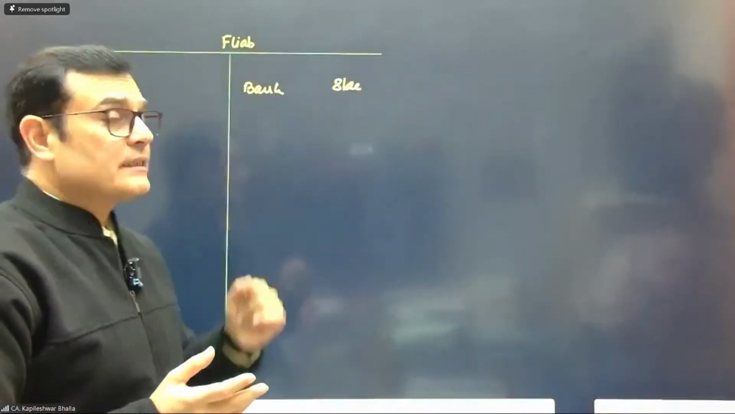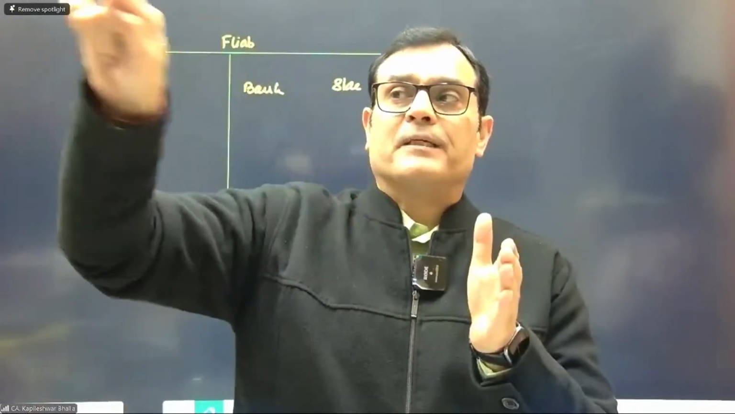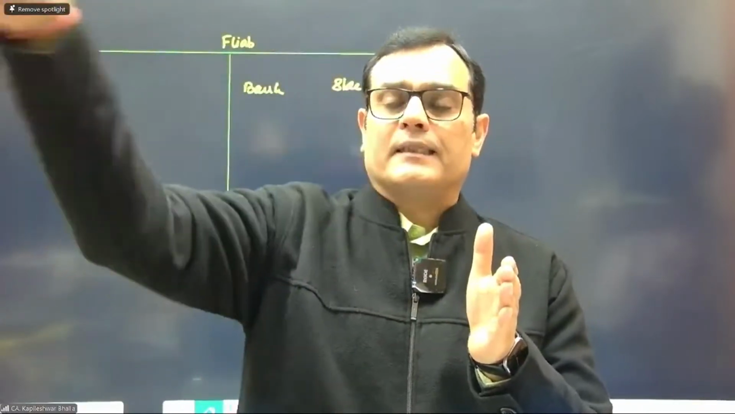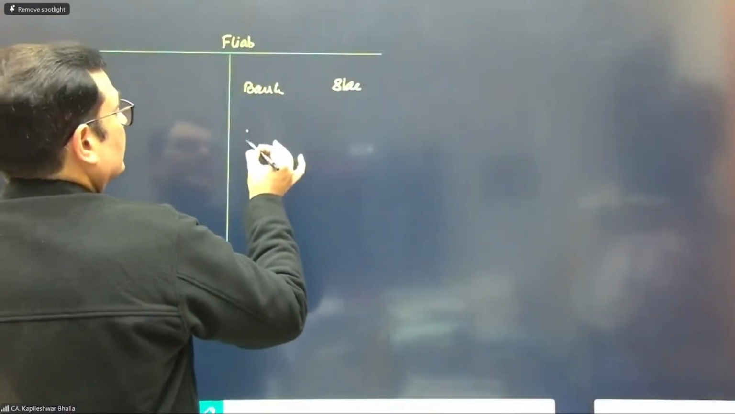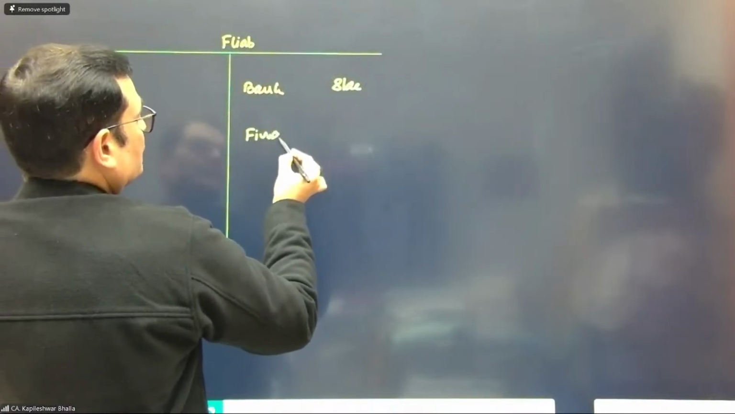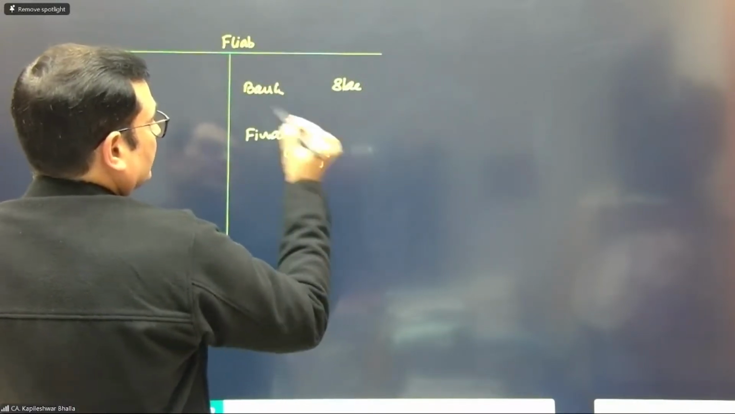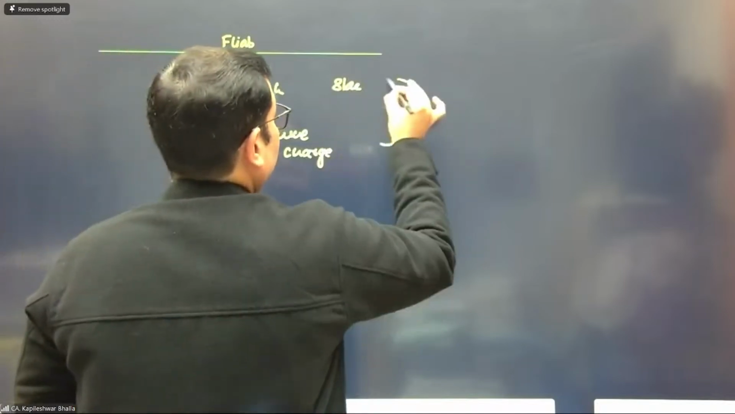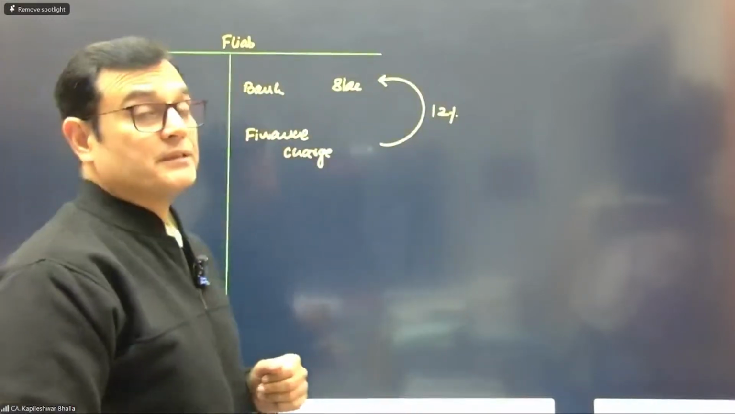This 8 lakh rupees is nothing but a present value of the future payment. Since it is a present value of the future payments, I now need to do the compounding, that is called unwinding. So when you do the unwinding, the entry is finance charge gets a debit and the financial liability gets a credit, and we are going to calculate the interest on this at market rate, that is 12%.